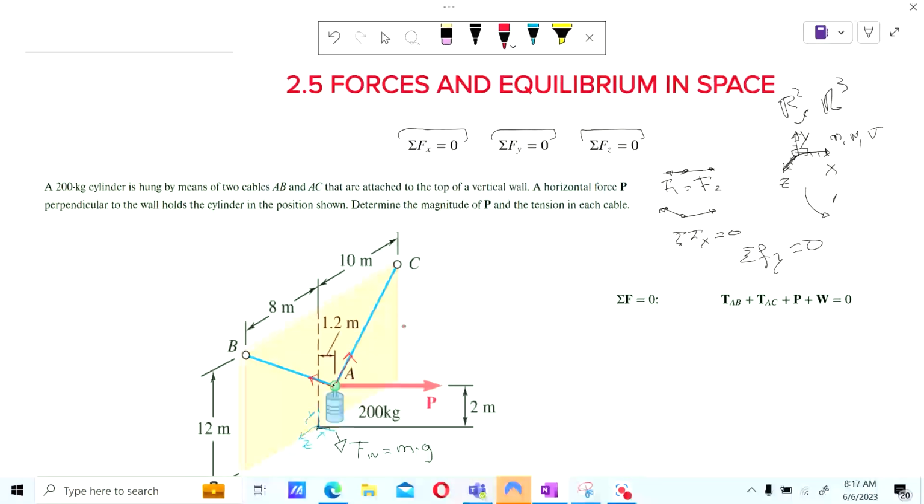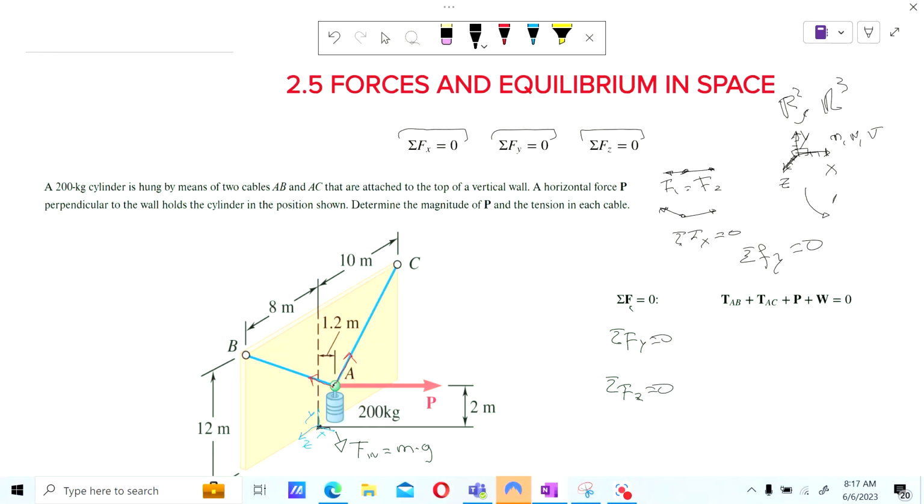Okay, so this is a very nice problem. It's easy and it will help us understand the concept. So first of all, we have to understand that the summation of forces will be 0 in x, y, and z. That's the first step. Second step is to determine where's the coordinate system.